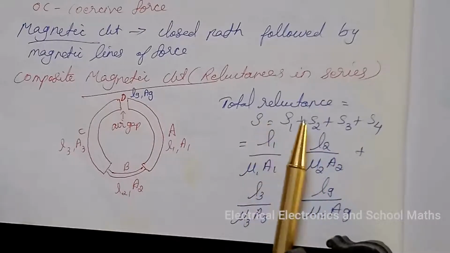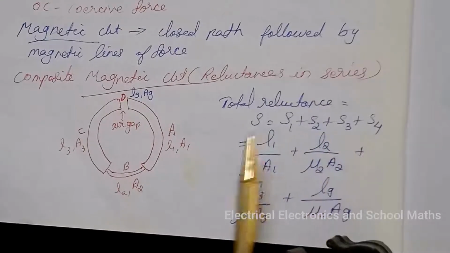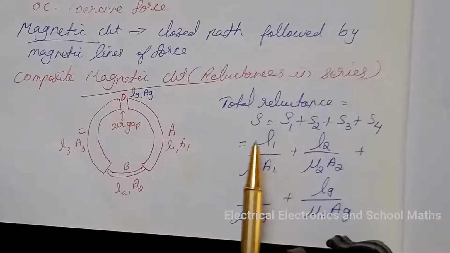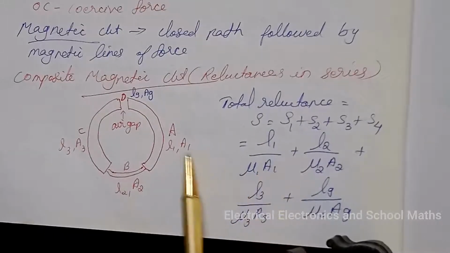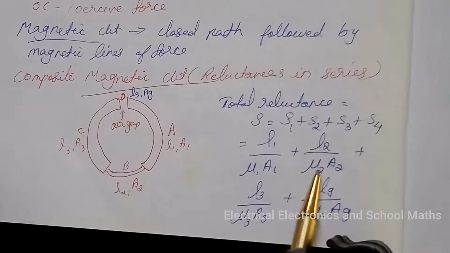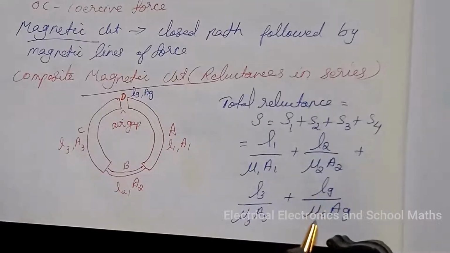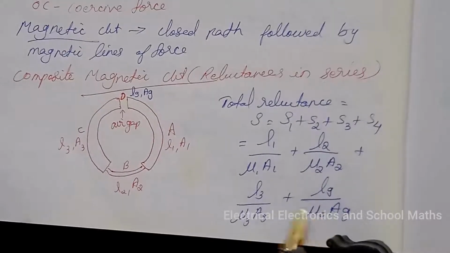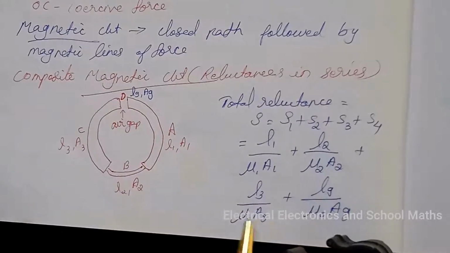That is, total reluctance S is equal to S1 plus S2 plus S3 plus S4, and we know reluctance S is equal to L by mu into A. That is, L1 by mu1 A1 plus L2 by mu2 A2 plus L3 by mu3 A3 plus Lg by mu0 Ag. Here it is mu0 because it is an air gap. So we can write mu is equal to mu0 into mu r, and for air the relative permeability is 1, so we get mu0.